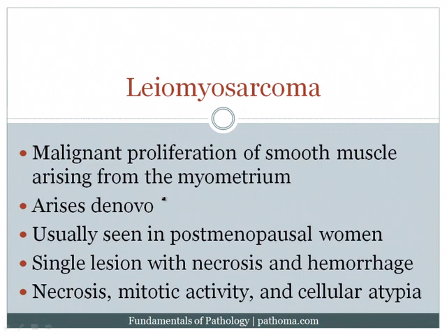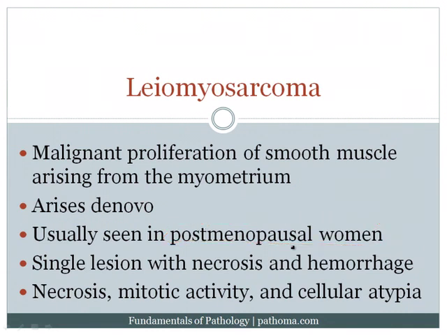High yield point number 2 is that this is usually seen in postmenopausal women. Now, remember that leiomyoma is a disease of premenopausal women, and in fact, leiomyomas usually go away after menopause because they were dependent on estrogen, and when the estrogen is gone, they will shrink. However, leiomyosarcoma is usually seen in postmenopausal women. So that's point number 2.